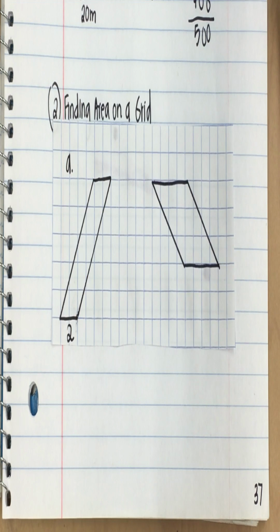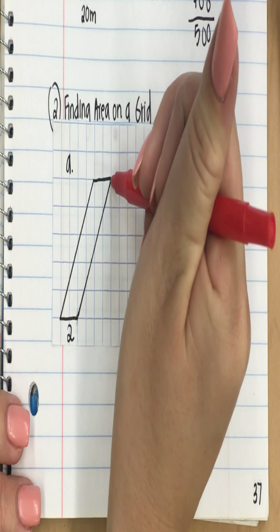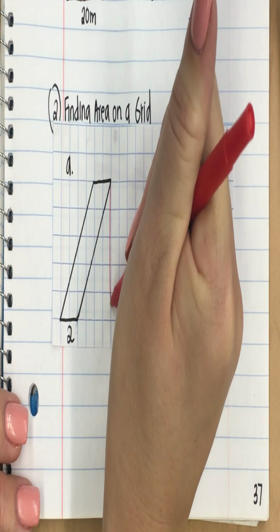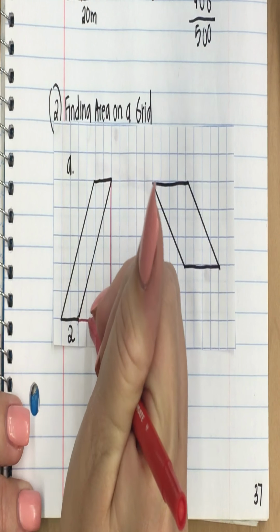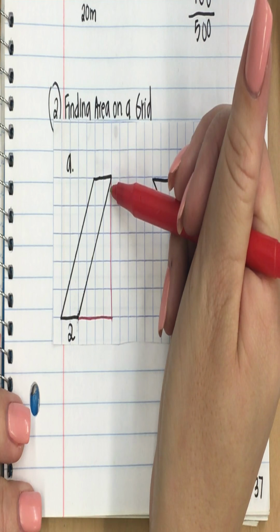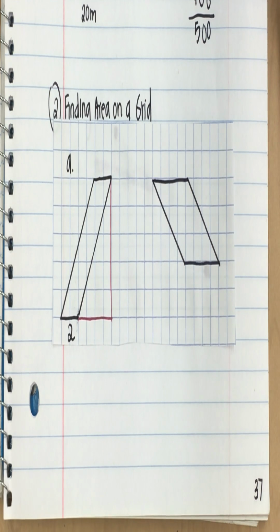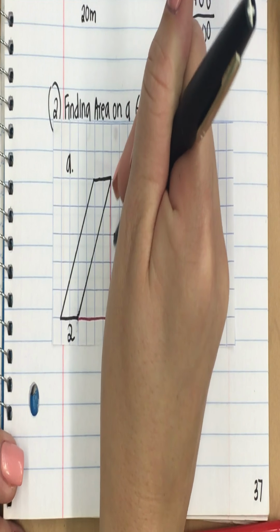Next, I'm going to look at my height. So for this one, I'm going to start at the top of my parallelogram and draw a line down to the bottom of my parallelogram. And this will help me to see what my height is. So I'm going to count my squares, 1, 2, 3, 4, 5, which tells me that my height is 5.